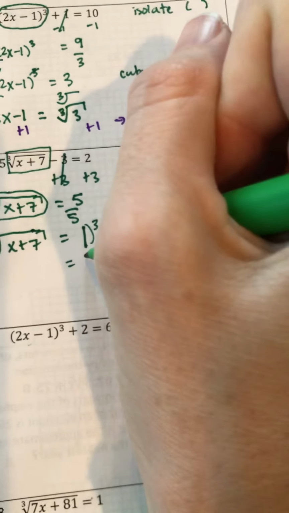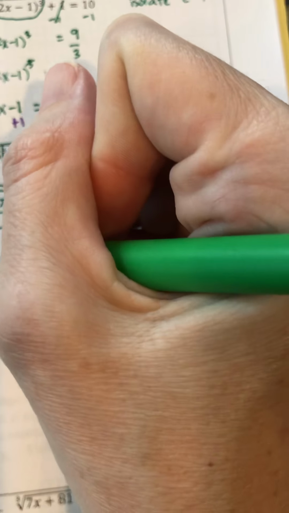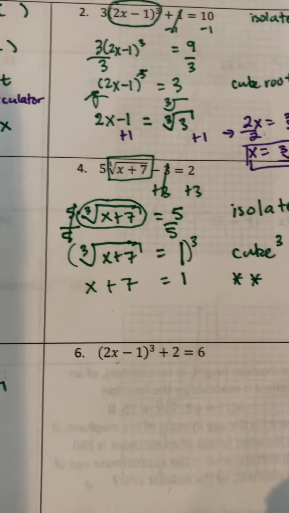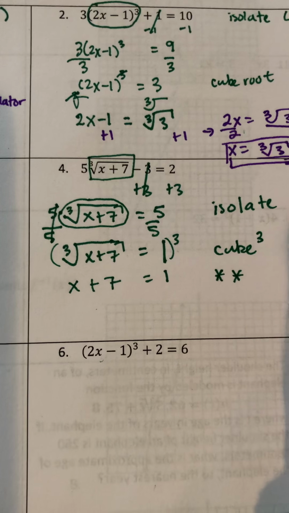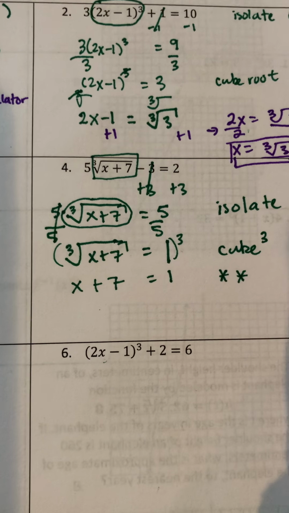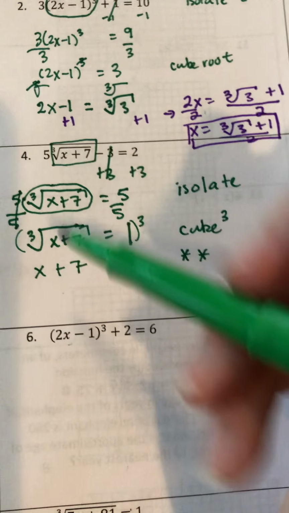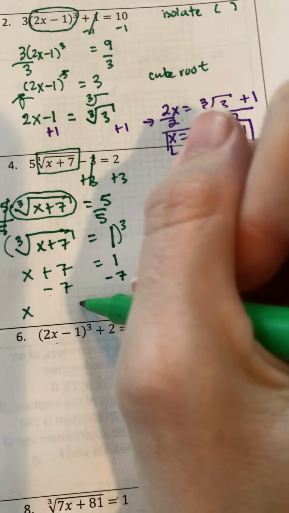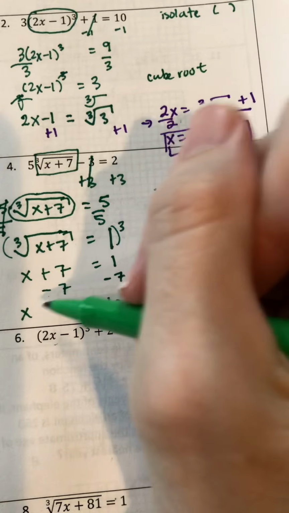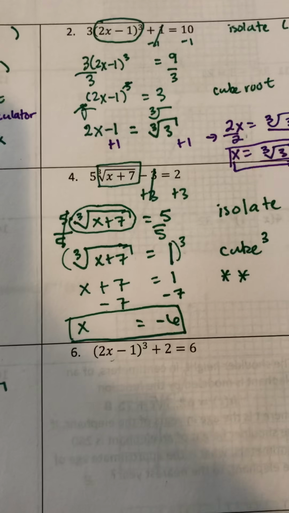So 1 to the power of 3 is going to be 1. And here, if you cube a cube root, that's going to cancel out the entire radical. So we'll just have x plus 7 equals 1. This is the step where you really need to make sure you're doing the right thing, cubing or cube rooting, and getting rid of those grouping symbols. All right, and then now we have a basic linear equation, and we can solve for x. We would subtract 7 from each side, and we'll have x equals -6. And that would be your final solution.